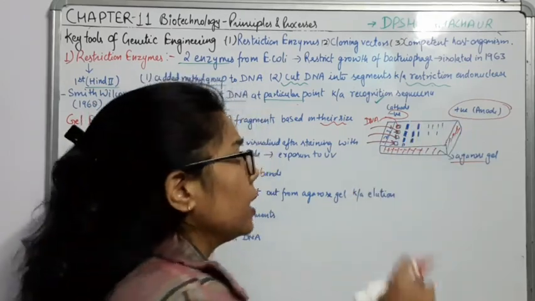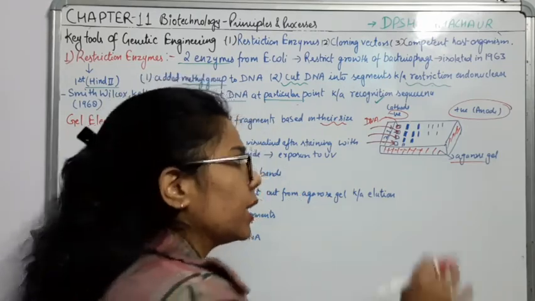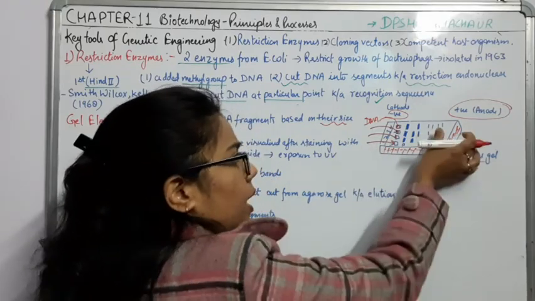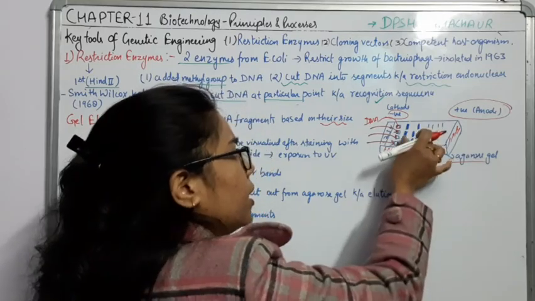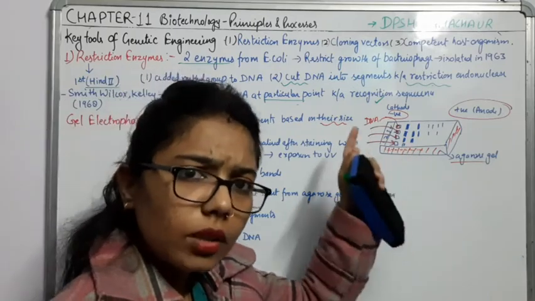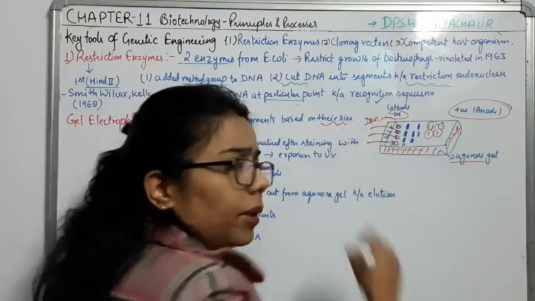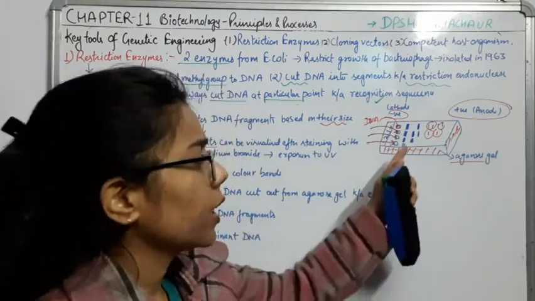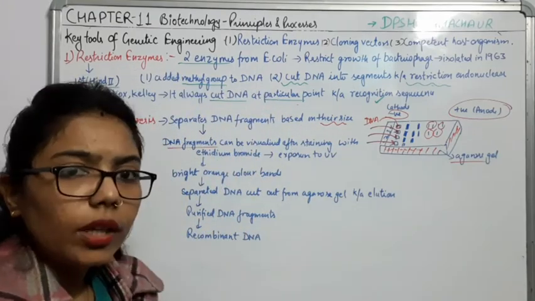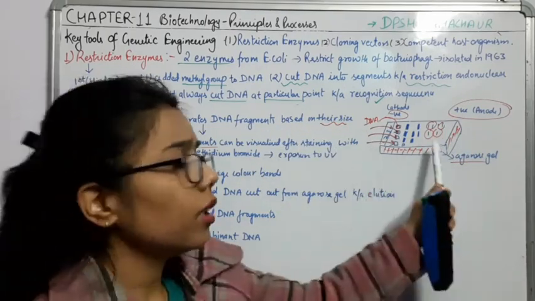The DNA fragments which are smaller can travel very fast. You can see here that the smaller sizes are present near the anode, and the larger ones stay here only. So on the basis of their size, we can isolate these DNA fragments easily, right? And we can use them in our genetic engineering.